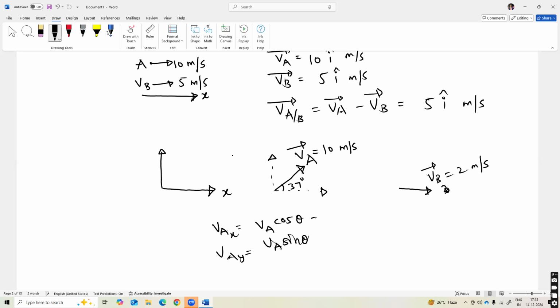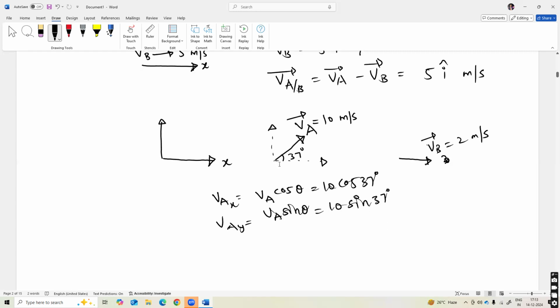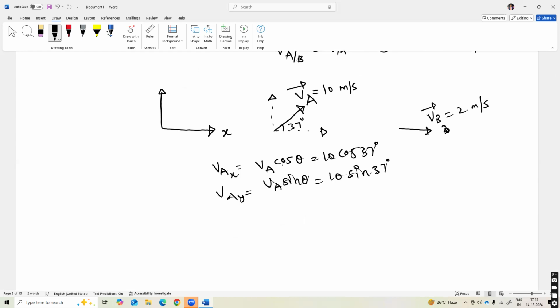So VAx is equal to 10 cos 37, because theta is 37 degrees. Similarly, the vertical component of velocity is 10 sin 37. So cos 37 is equal to 0.8, and sin 37 is equal to 0.6. You should remember these values. So VAx will become 8 meter per second, and VAy will become 6 meter per second.